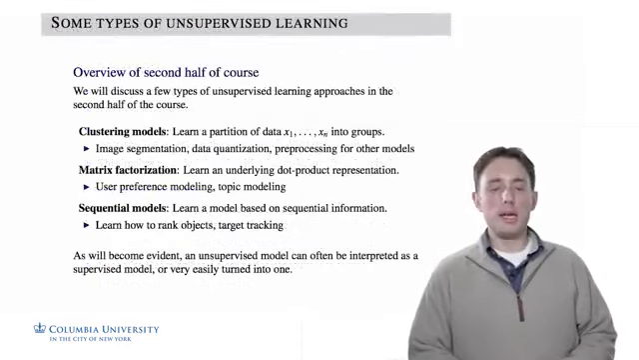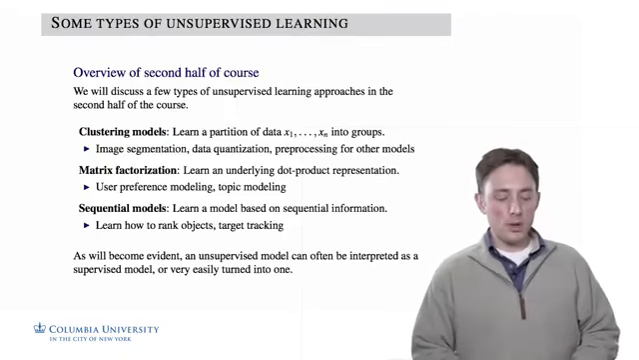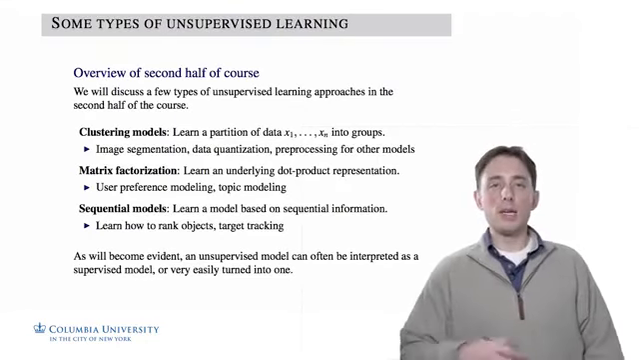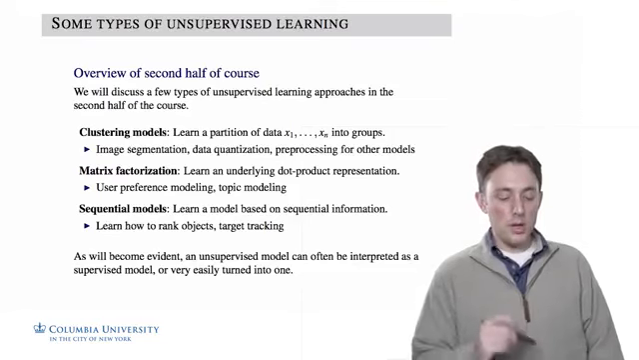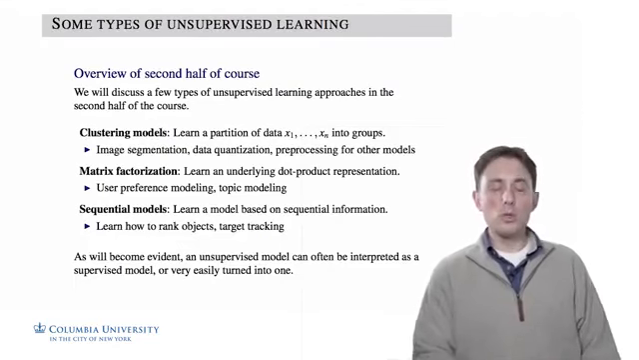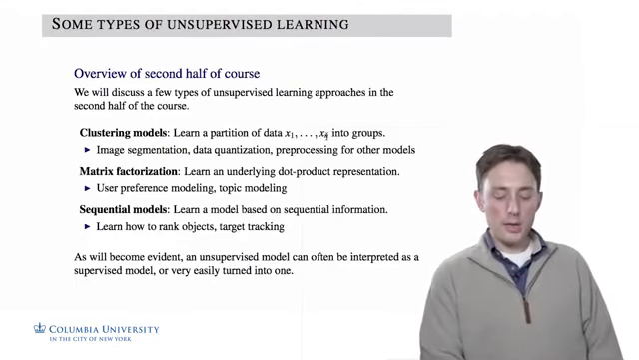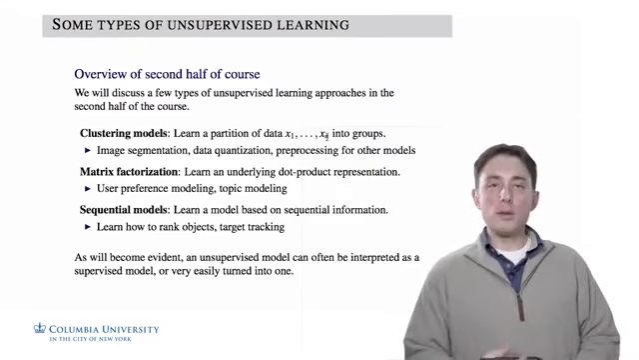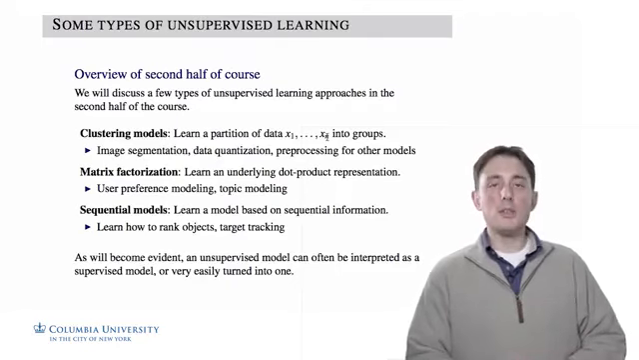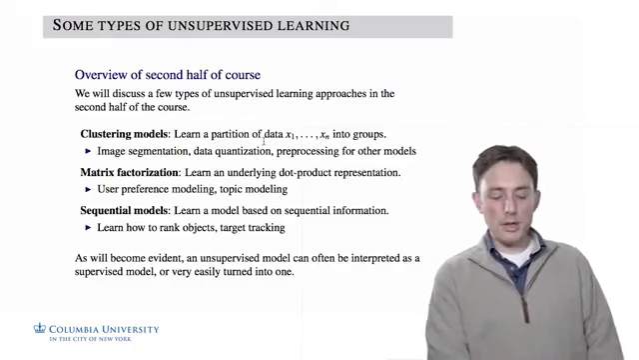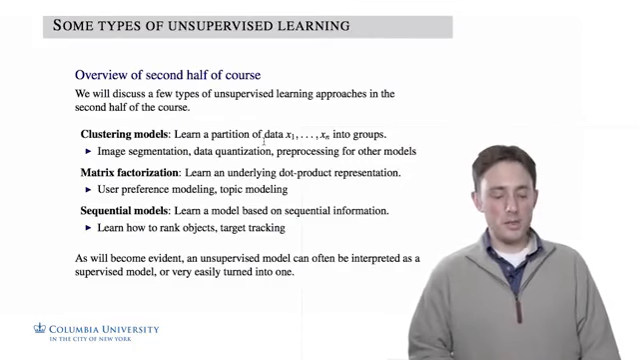Here's an overview of the second half of the course. This is going to be most of the second half, not entirely the second half, but we're going to focus on three types of unsupervised learning models. The first thing we're going to focus on in the first few lectures are clustering models. So the goal with these types of models is to take our data x1 through xn and to partition them into groups. And the applications for this include image segmentation, data quantization. Also, it's often used as a pre-processing step for other models. So it's a very useful technique that has many different applications.